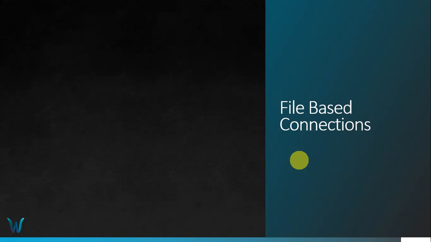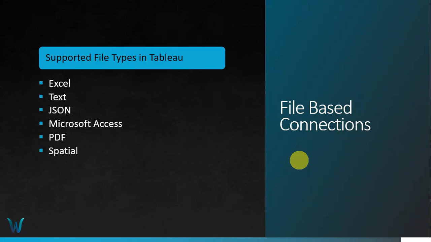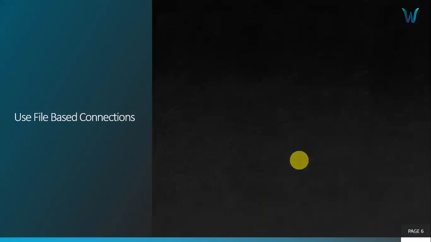So first, you have the file-based connections. And file-based connections in Tableau, they include Excel, text files. So this can be CSV, .txt files, amongst others. You also have JSON files. You have Microsoft Access files, PDFs, spatial files, and statistical files. You can also have TDE, Hyper files or TDS, TDSX files. So these are all Excel workbooks and extracts in Tableau. And we'll learn more of these as we go on with the course.